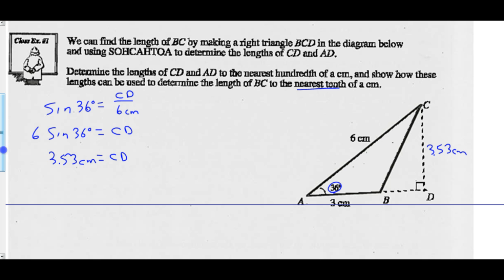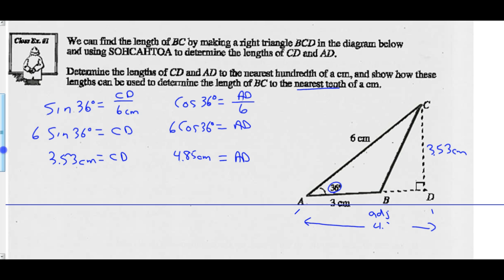And now let's also find the length of AD. So let's do that. From 36 degrees, AD is adjacent, and 6 is the hypotenuse. So I would use my cosine ratio. The cosine of angle A, 36 degrees, would equal my adjacent side, length AD, over my hypotenuse, which is 6. Again, multiply both sides by 6, and use your calculators, and we now know the length of AD. 6 times the cosine of 36 is 4.85. So this whole thing from here to here is 4.85.